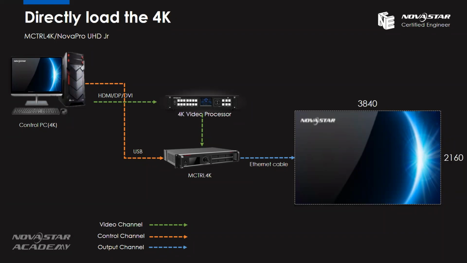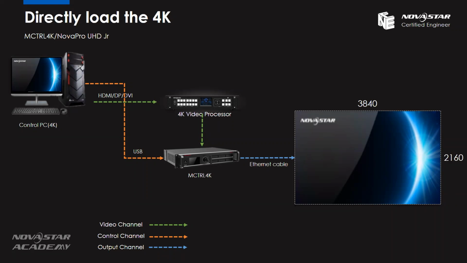So we use a USB cable to connect the M-Control 4K with the control PC. The video source comes from the control PC to the video processor, then goes to the M-Control 4K. Then we can enable layers from the video processor part. And to load the screen, we use just one piece of M-Control 4K with 16 output ports to realize this 3840 by 2160 resolution screen.